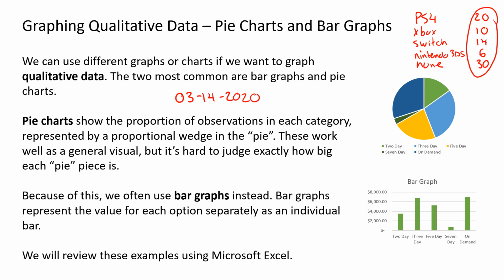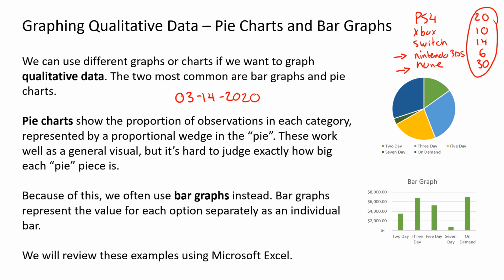That is useful when you look at something like a pie chart. So a pie chart actually shows the proportion of observations in each category, and it's represented by a wedge in a pie. Okay? The larger the wedge, the more observations you see. So for instance, the smallest wedge in this example would be the 3DS, that's 6. The largest would be that no people have a console with 30. Okay? So the size of the pie increases proportionally for that piece as more observations fall under it.